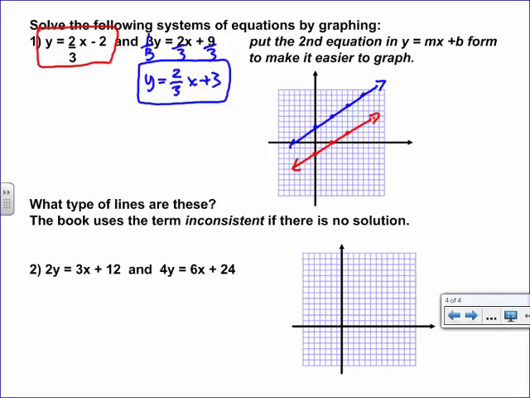Now, if you look at these two lines, what type of lines are these? If you said parallel, you're absolutely right. And from what you know about parallel lines, they do not intersect. And the point where two lines intersect is the solution, so if they are not going to intersect, we simply say there is no solution to this problem.